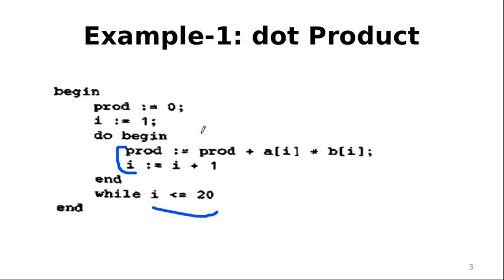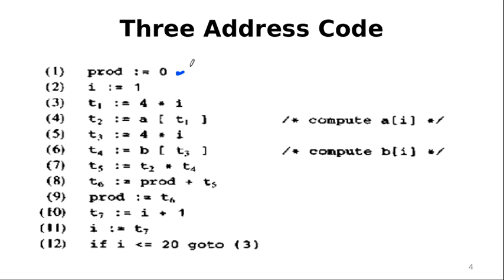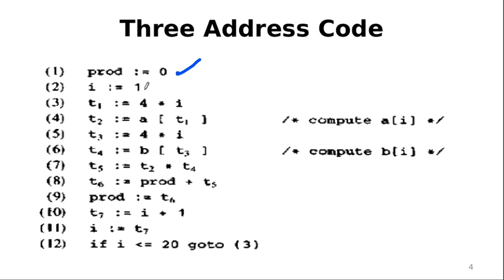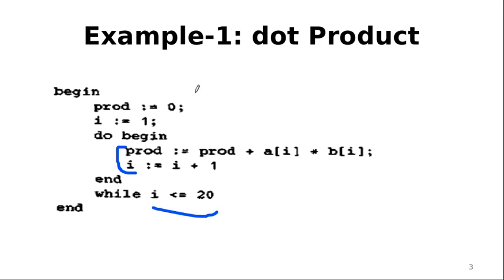So now we are trying to write the three address code for it. What about our first statement? Production equal to 0 is a single direct assignment, so we consider it as a single three address code. And what is our second one? I equal to 1 is also single, so we write the three address code directly. Now observe, the next executable statement is production equal to production plus a of I into b of I.